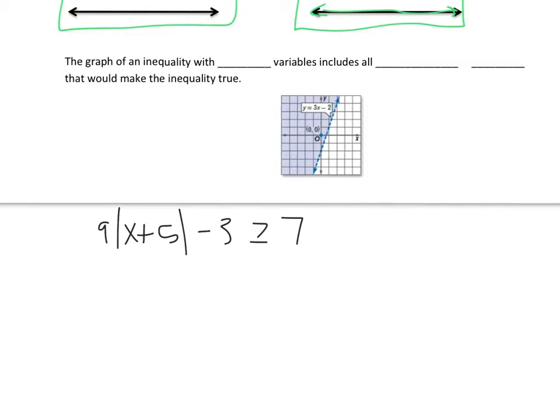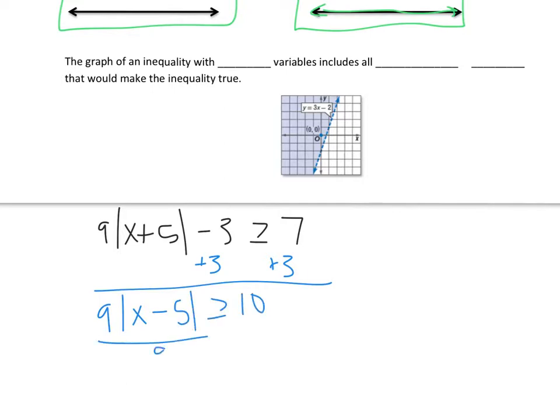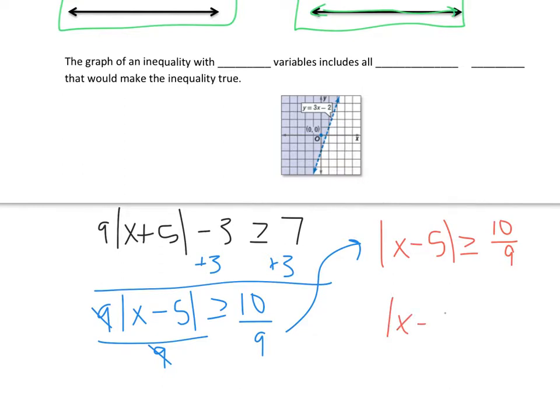So what I would do here is add 3, because I can't write my two statements yet until I've got it completely isolated. It's greater than or equal to 10, and now I would divide by 9 to get rid of that 9. So now I can actually set up my two cases. I would have the absolute value of x minus 5 is greater than or equal to 10/9, and then my second case would be the absolute value of x minus 5 is less than or equal to -10/9. I won't go ahead and solve that, but I just wanted to show you how you would isolate that absolute value and then write your two cases.